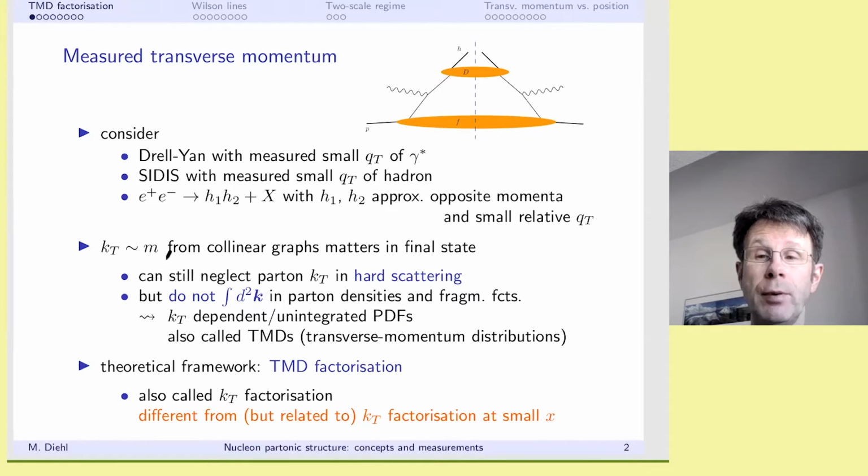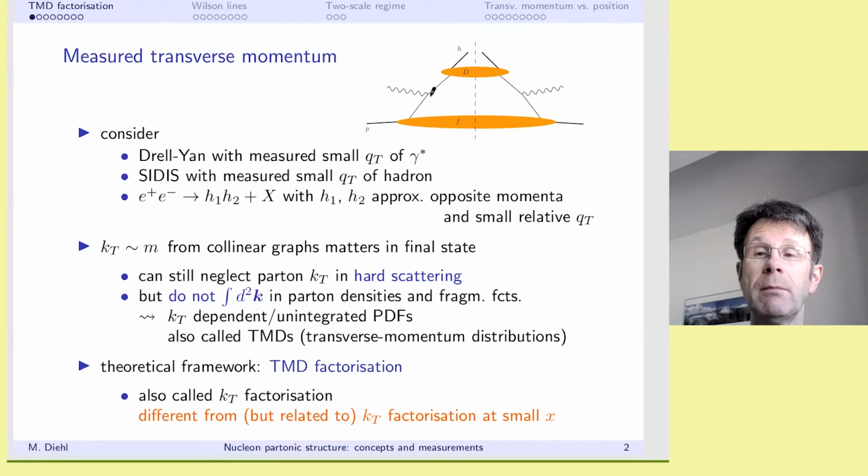So for the purpose of organizing our scales, we count the transverse momenta in this graph as of the same order as other non-perturbative quantities like hadron masses. And the big scale is, as before, given by the virtual photon virtuality. In such a case, when we compute the hard scattering, since that is dominated by the big Q squared, we can still set the parton KT to 0 because it's a correction to the big scale.